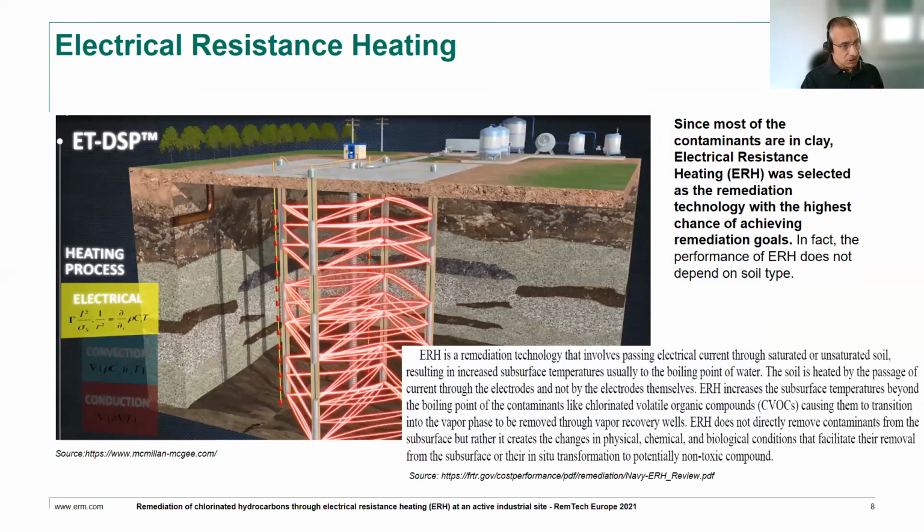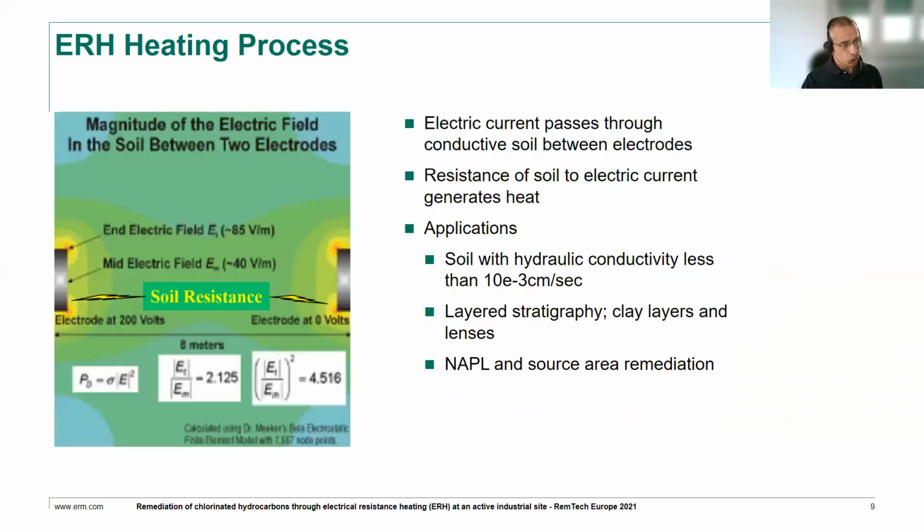About electrical resistance heating. So we are heating the subsoil through the passage of electric current. And then we reach the temperature that can volatilize the contaminants. And so the contaminants are going to be recovered in the vapor phase. This is the main principle.